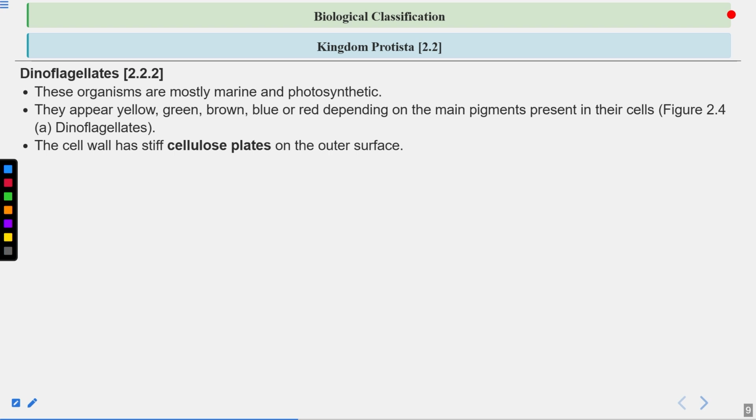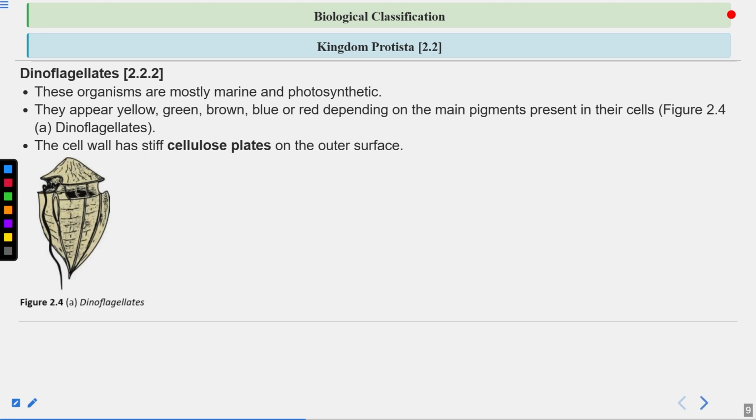Now the cell wall has stiff cellulose plates on their outer surface. So this is the characteristic feature of a dinoflagellate. The cell wall has cellulosic plate. In case of diatom, cell wall had silica. But in case of dinoflagellate, cell wall has stiff cellulose plate. So this cellulose plate, obviously they are made up of cellulose, and they provide rigidity to the cell wall. Okay, this is an image of the dinoflagellate.